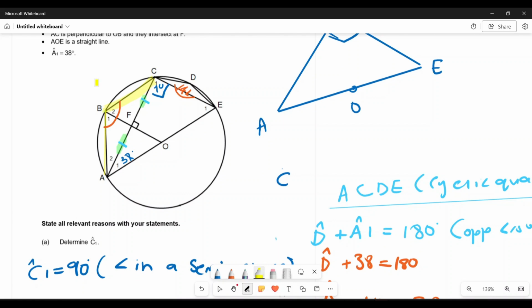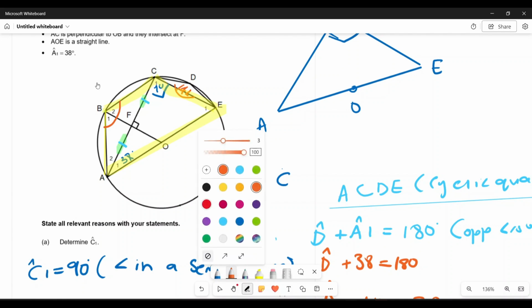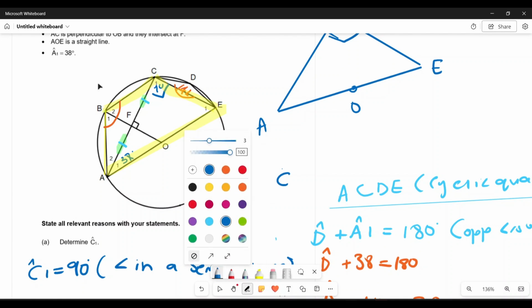So I can see that I have B, C, E, A, which are on the circumference of the circle. So as a result, this would be a cyclic quad. Let me highlight the cyclic quad I'm talking about. Can you see it highlighted in yellow? Okay, it may not be visible, but I've tried to highlight it there.